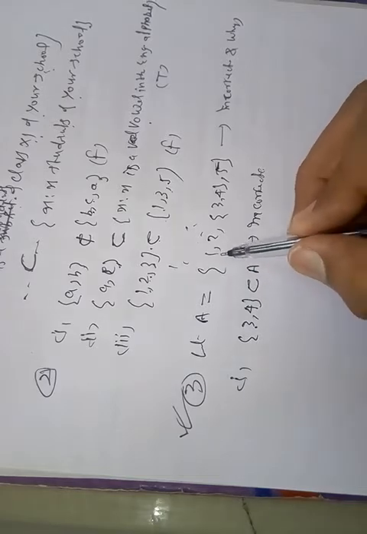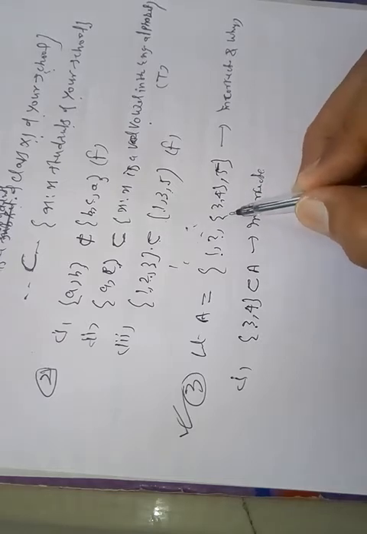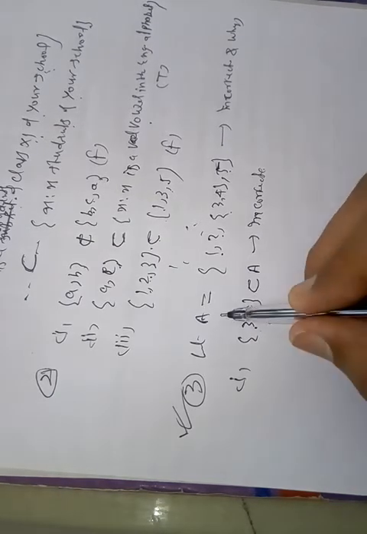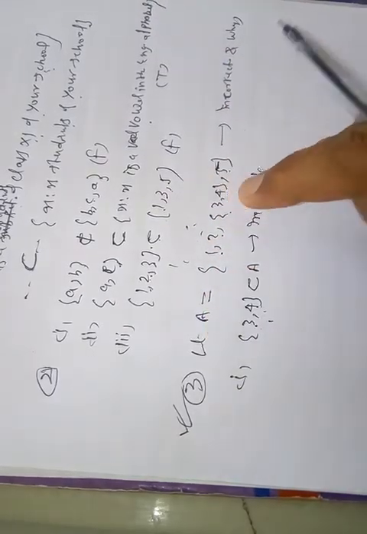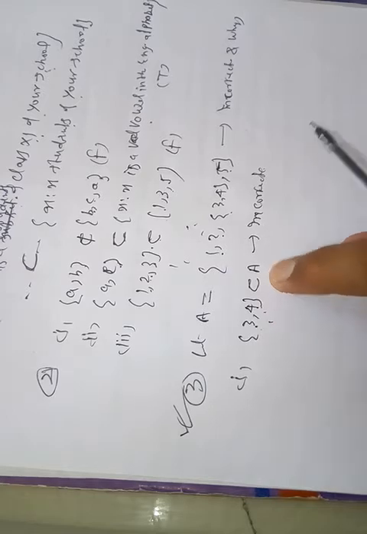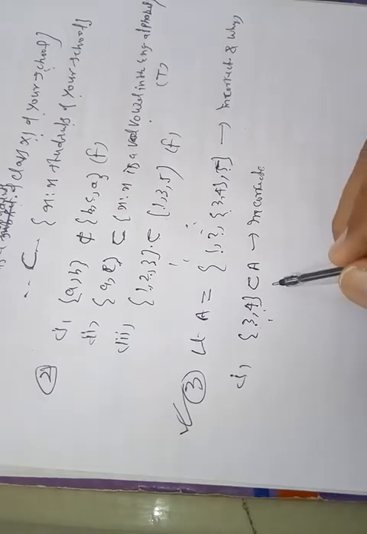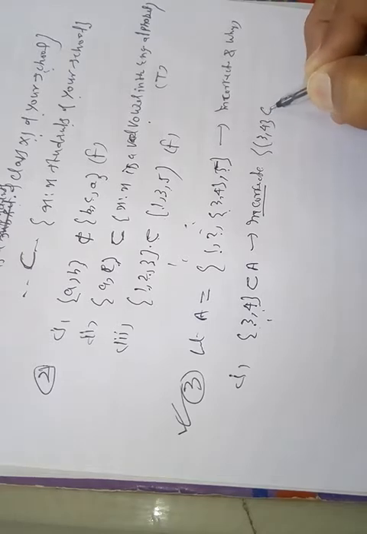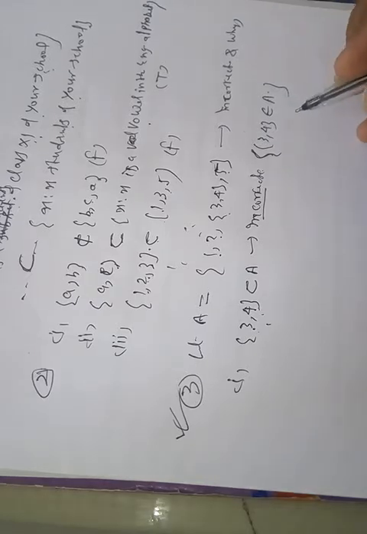See, 1 is a separate element, 2 is also a separate element, {3, 4} is also a separate element, and 5 is also an element. Clear? So {3, 4} is an element, meaning {3, 4} belongs to A, just like 1 belongs to A, it is not a subset. This only belongs to A, but is not a subset. This is also incorrect. {3, 4} belongs to A. This is an element.